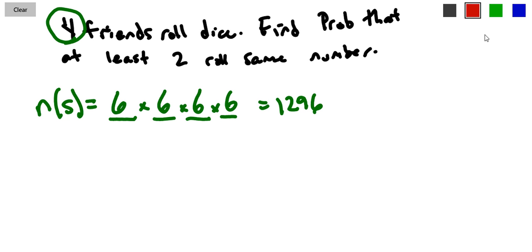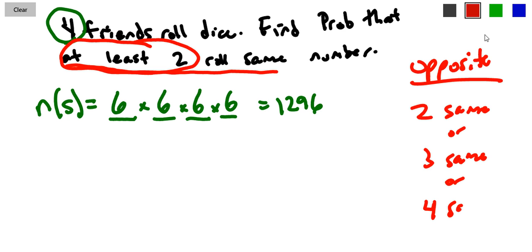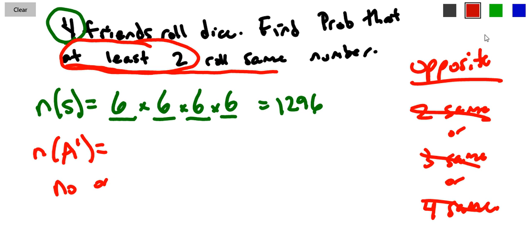Now, what we want is to count an event space in which at least 2 roll the same number. The best way to approach this is to think about what the opposite of that is. So I'm looking for at least 2 of them to roll the same number. So 2 to be the same, or 3 to be the same, or all of them to be the same. The opposite of that is that no one gets the same number. So everyone has a different number. So I'm going to actually calculate the opposite of the event stated: no one gets the same number.